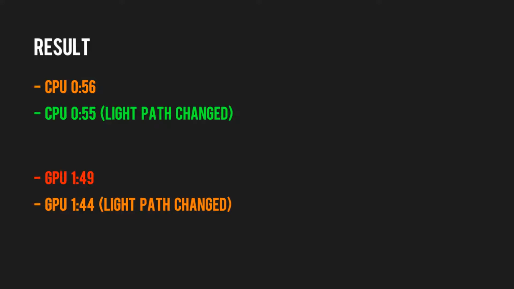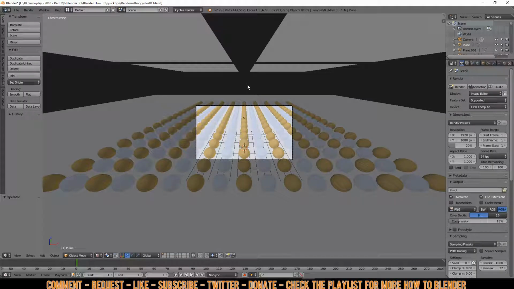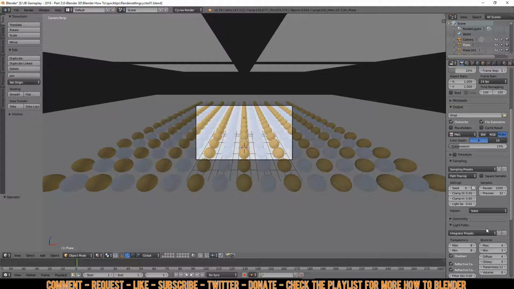Rendering on pure CPU with no settings changed, it took 56 seconds. For the GPU, 1 minute 49. With the light bounces changed, it took 1 second less with the CPU and 5 seconds less for the GPU. With the tiles increased, it took 5 minutes and 12 seconds for the CPU, but only 42 seconds for the GPU. So in the end, this is my result. This is what I have to do: render this on my GPU with these settings changed.